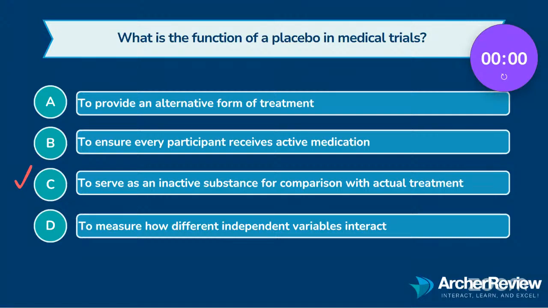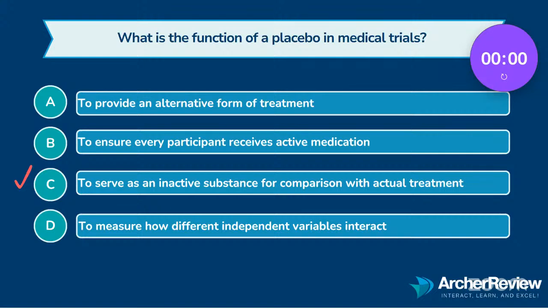Let's take a look at our other responses. A, to provide an alternate form of treatment. No, we would not want an alternate form of treatment. That would be introducing another variable, and then we really wouldn't have an idea of what our independent variable's impact.